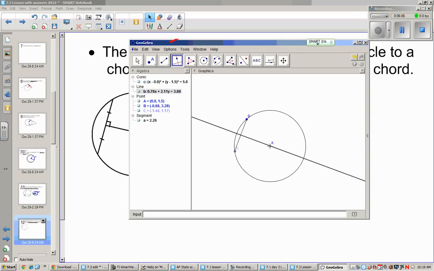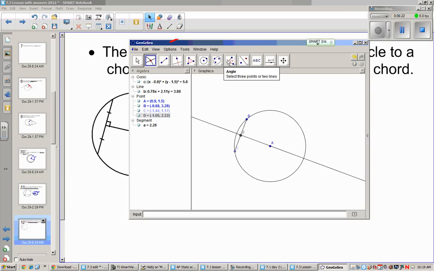I'm going to construct the perpendicular to that line going through the center. Now let's find the intersection of that point here. It's D. And I'll make a conjecture right now in your head. What do you think the distance from C to D is? And what do you think is true about the distance from D to B?